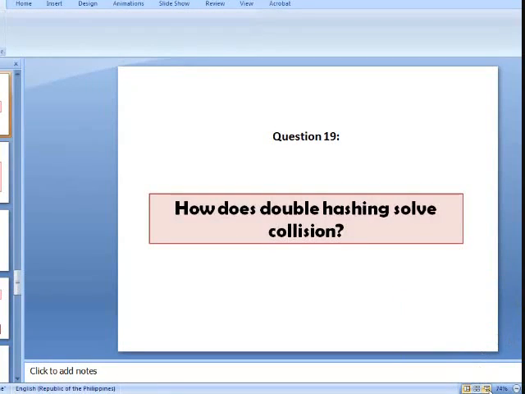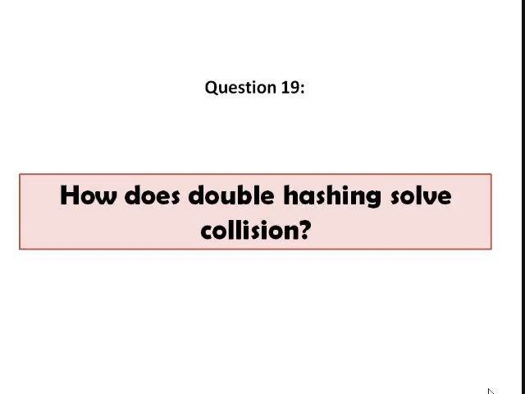Okay, so let's continue. Question number 19. How does double hashing solve collision? So in double hashing, increments for the probing sequence are computed using a second hash function.